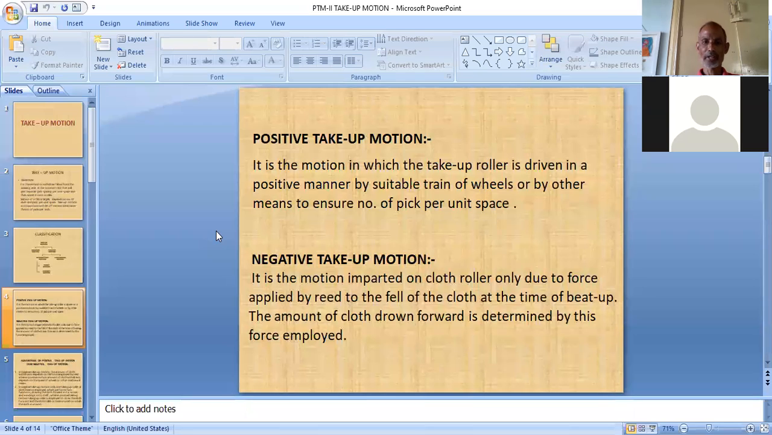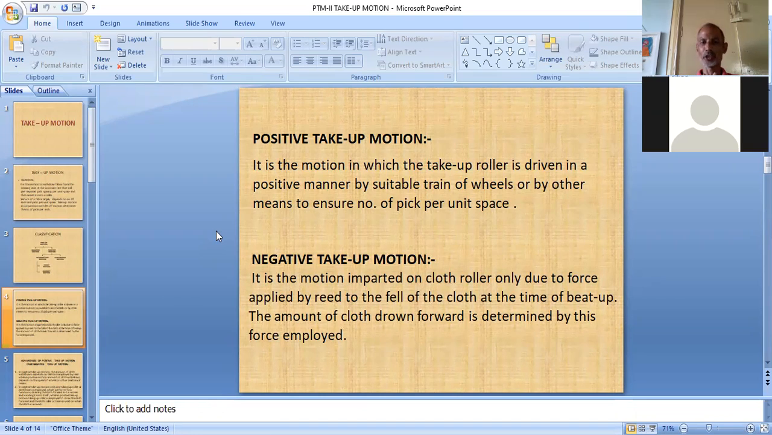So positive take-up motion can be defined as the motion in which the take-up roller is driven in a positive manner by suitable train of wheels or by other means to ensure number of picks per unit space. If we are controlling positively, means we are having a particular train of wheels, train of gears, or some other positive control, other mechanism to ensure the number of picks per unit space, means exact PPI we can obtain in this, and that type of motion is known as positive take-up motion.